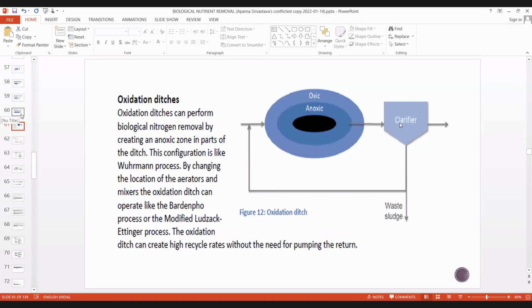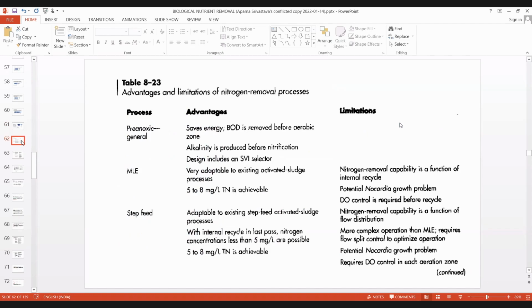Maintaining the large surface area, sir. Large surface area. And that is the biggest problem for our treatment plants. Lagoons are good, but the implementation of this lagoon is a challenging task. We know that we do not have this much land. So this is the oxidation ditch.